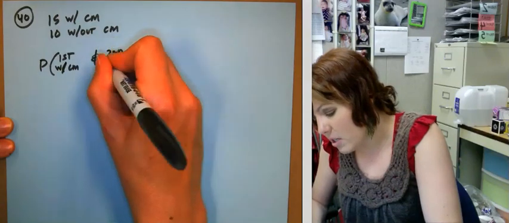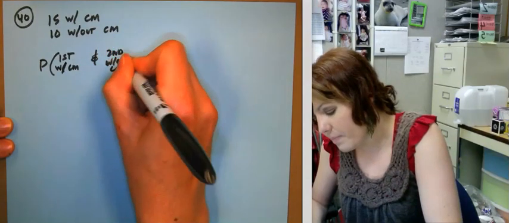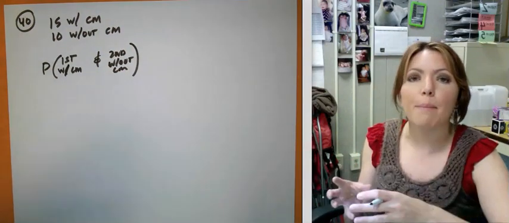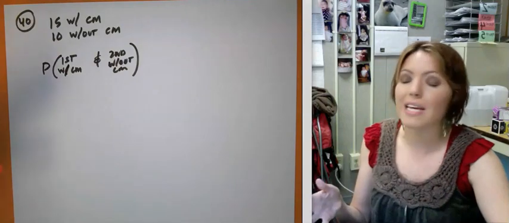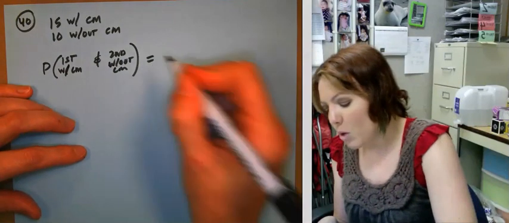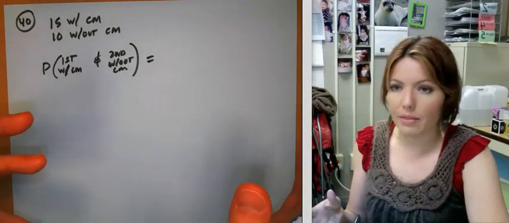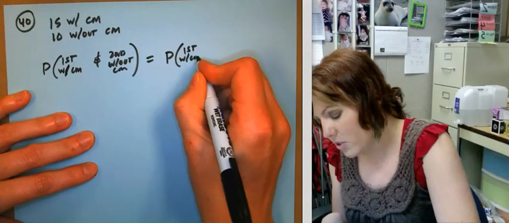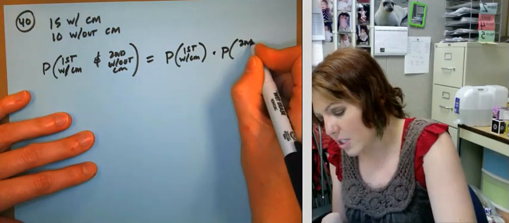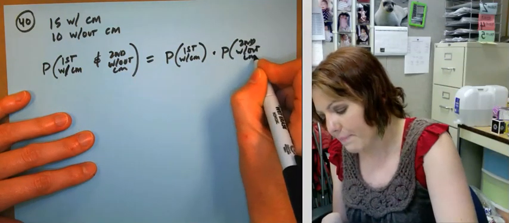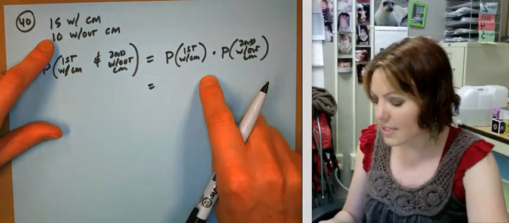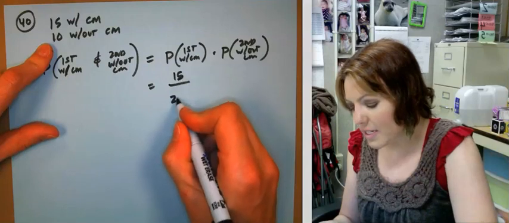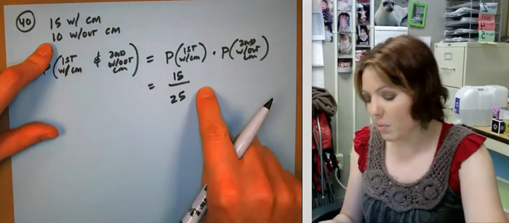So the second is without centimeters. Anytime you're finding the probability of multiple things happening, either at the same time or one right after the other, you multiply the individual probabilities together. So the probability of the first with centimeters times the probability of the second without. Okay, so here we go. The probability of the first having centimeters: well, there are 15 with centimeters and 25 total, right? So that's the probability of the first one.